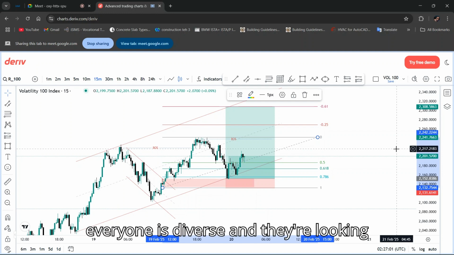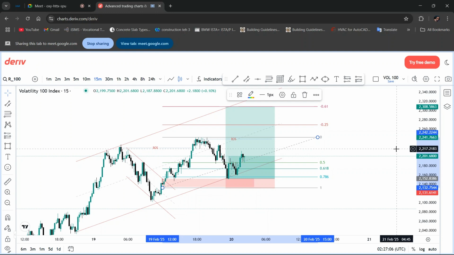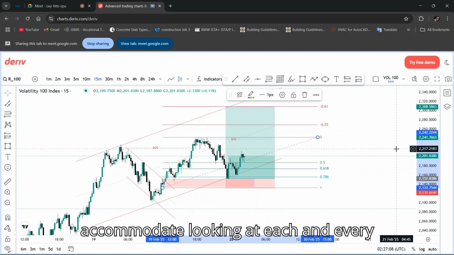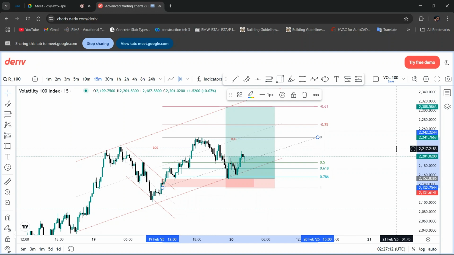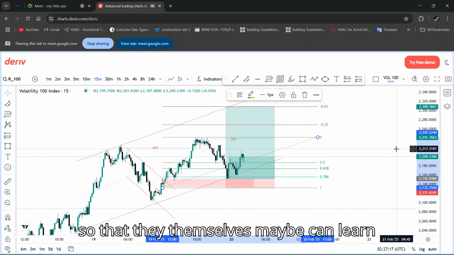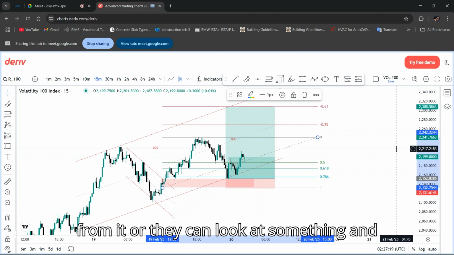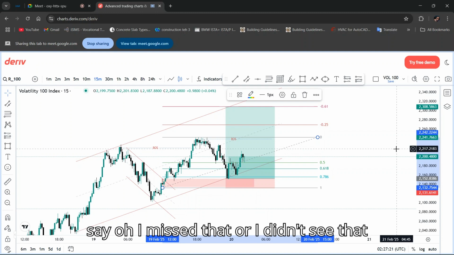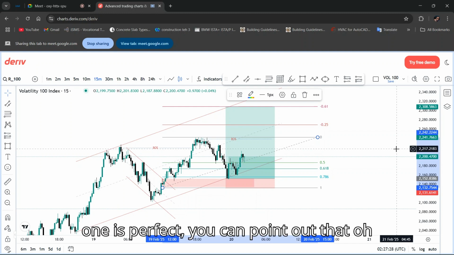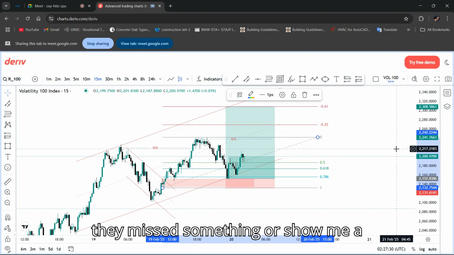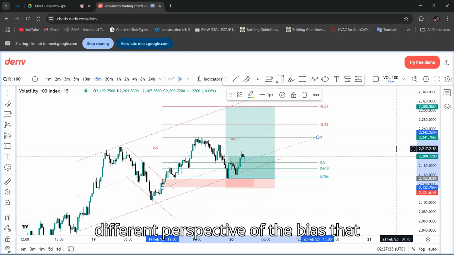I send them because everyone is diverse and they're looking at different pairs. So I try to accommodate looking at each and every chart to give whoever is present in these markets a different perspective, so that they see themselves, maybe can learn from it, or they can look at something and say, oh, I missed that, or I didn't see that. I even point out that, no one is perfect. Even point out that, oh, Dev, you missed something, or show me a different perspective of the bias that you're looking at.